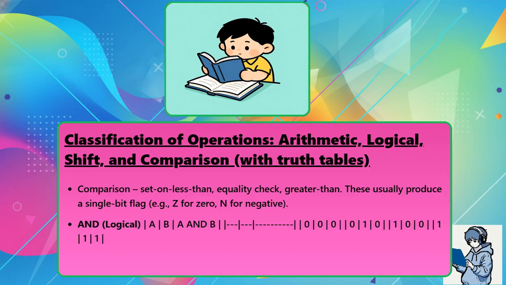Truth table for the AND operation. When A is 0 and B is 0, the result is 0. When A is 0 and B is 1, the result is 0. When A is 1 and B is 0, the result is 0. When A is 1 and B is 1, the result is 1.